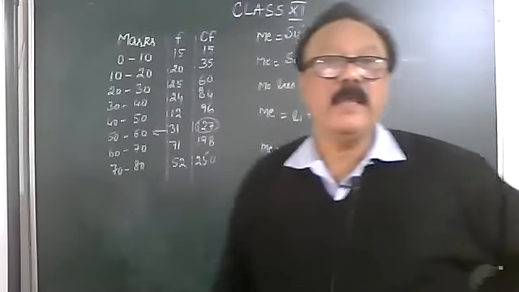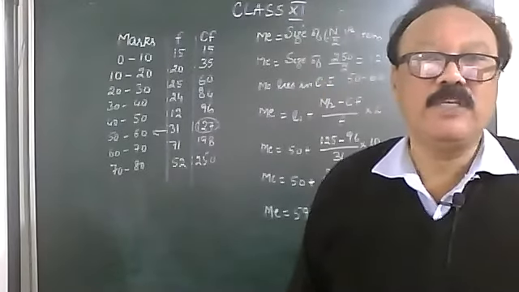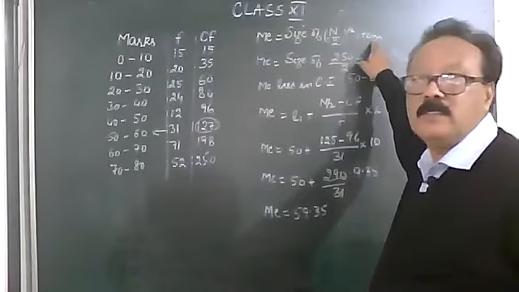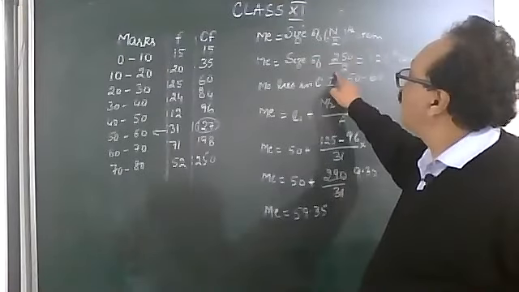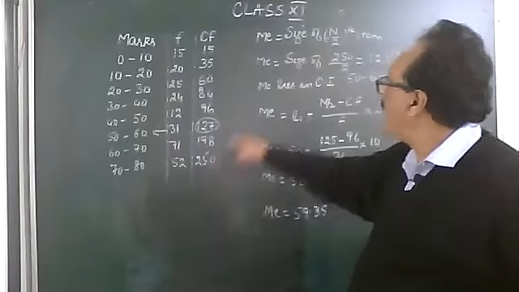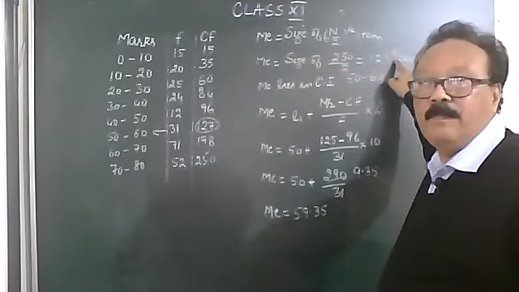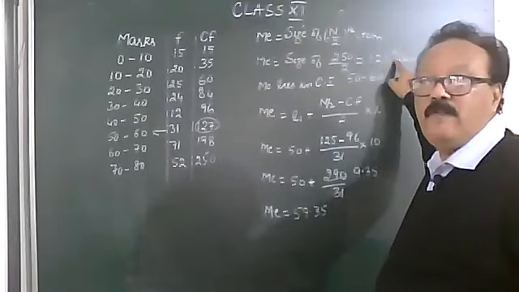Remember, median is a positional average. It shows you the position. That's why we show you which item, where it is. Is that okay? Then median is equal to the size of n, where n is 250, upon 2. It is the 125th item in our list. Median is the 125th item.